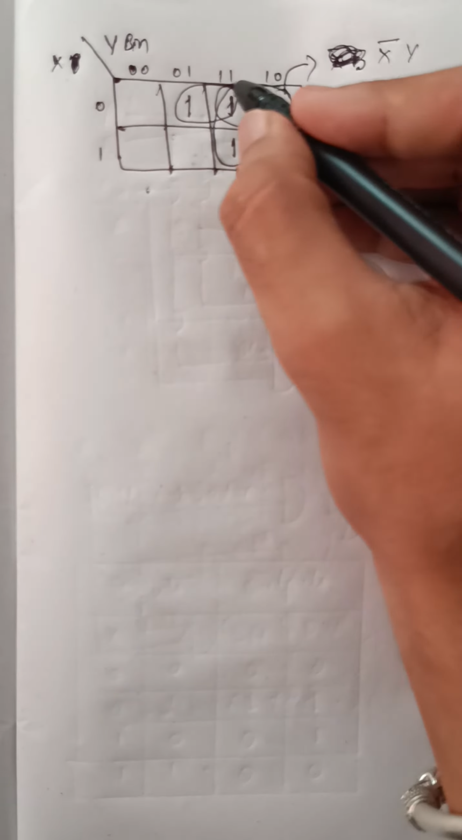Here x is not changing, that is 0, therefore x bar. And here, in this pair, y is changing from 0 to 1, so we will not write that. Bin is not changing, that is 1 to 1, therefore b in. So the whole equation becomes y b in plus x bar y plus x bar b in.